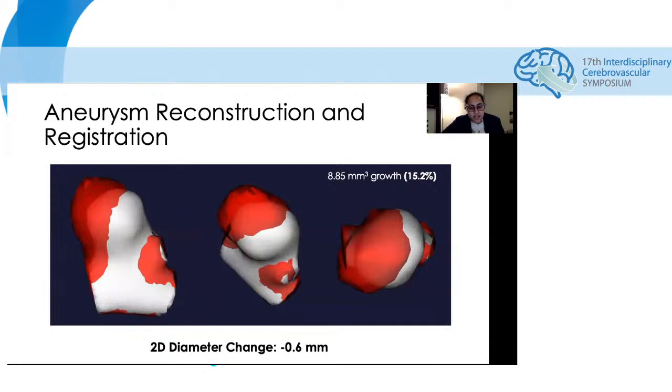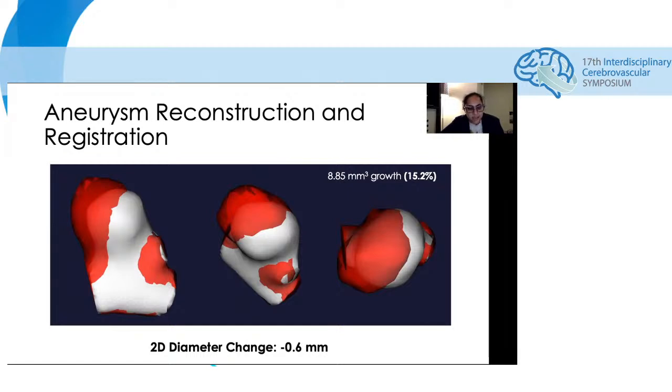So here is a left PICA reconstruction. The PICA itself is so small, the 2D measurement could barely detect the change. We got about a negative 0.6, so we got a decrease in diameter of this aneurysm. And you can see in the images how the aneurysm really changed between baseline and follow-up scans.